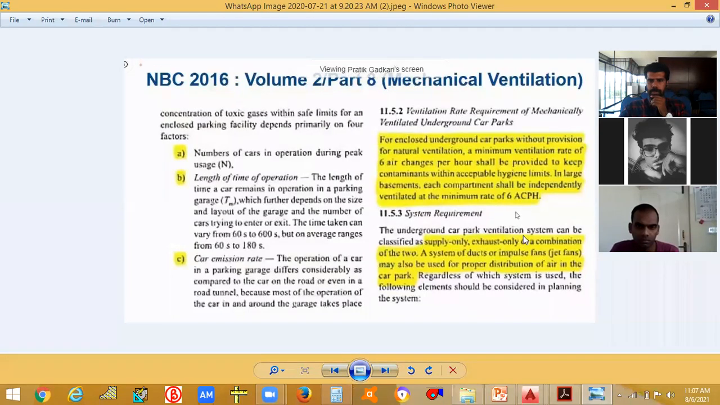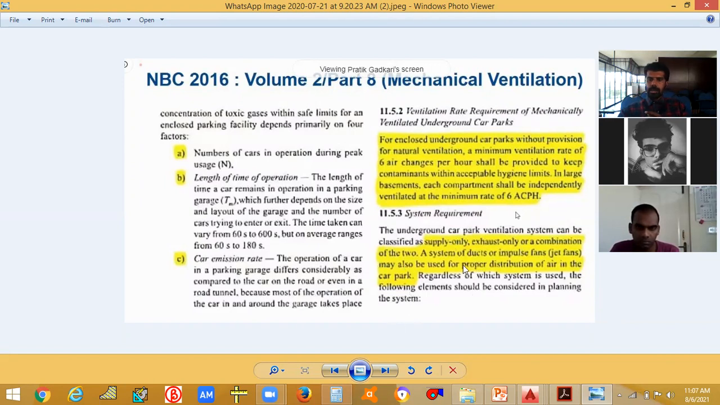The underground car park ventilation system can be classified as supply only, exhaust only, or a combination of the two. So you can give supply fans, you can give exhaust fans, as well as a combination of both supply and exhaust.